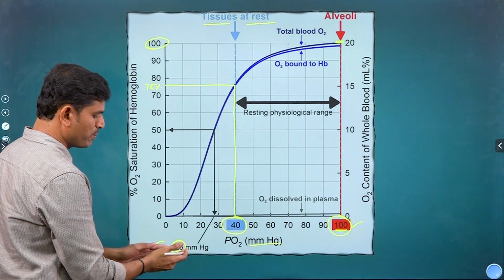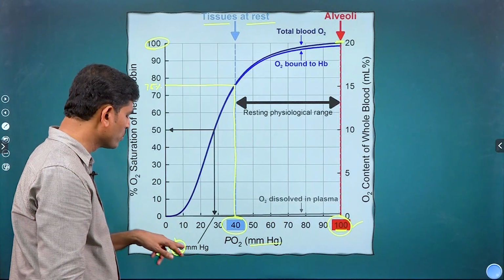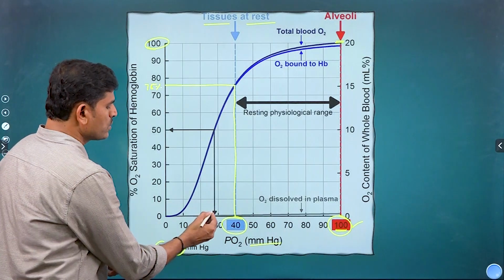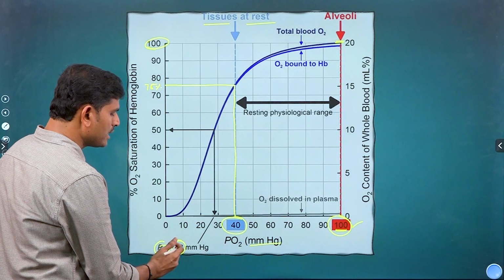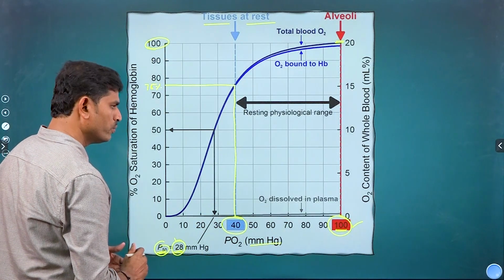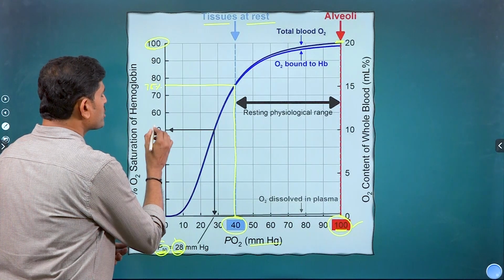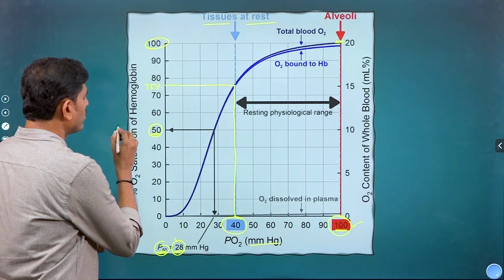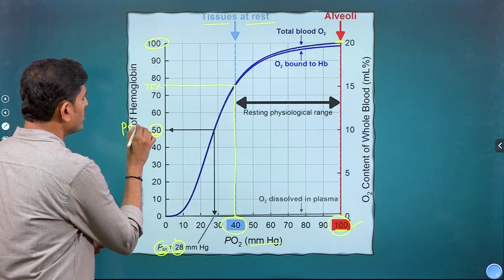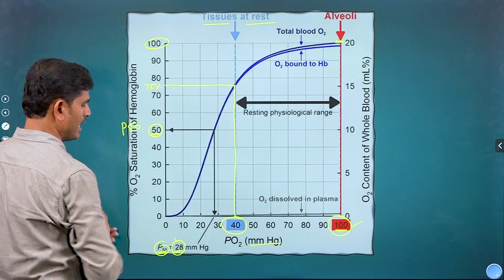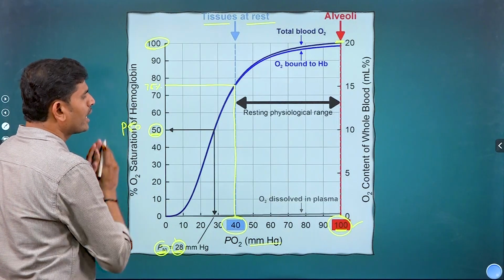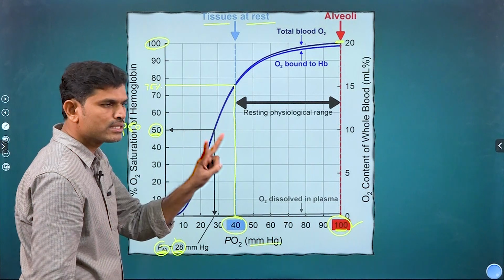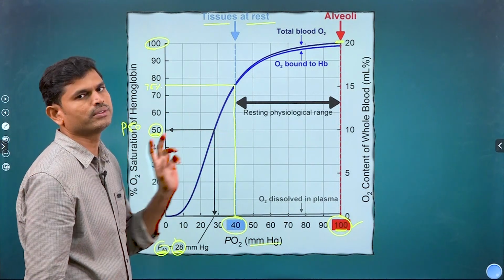At this partial pressure, it may be given in some books as 27, in some books as 28. So at this 28 mmHg PO2, the percentage of saturation is 50%. So that's why it is called P50. So P50 means each hemoglobin molecule can carry 2 oxygen molecules.